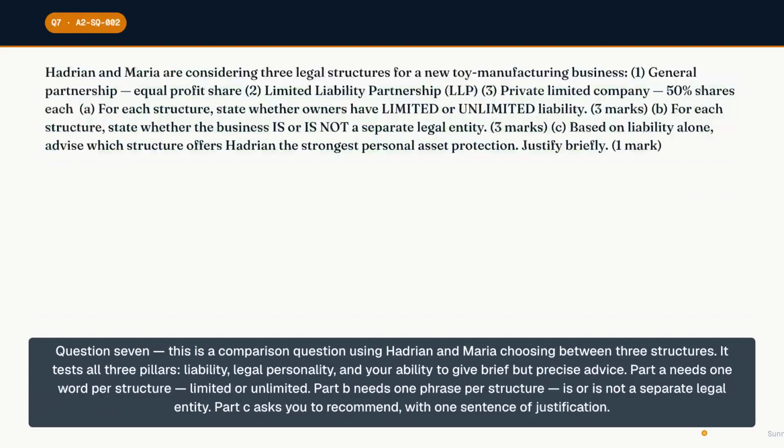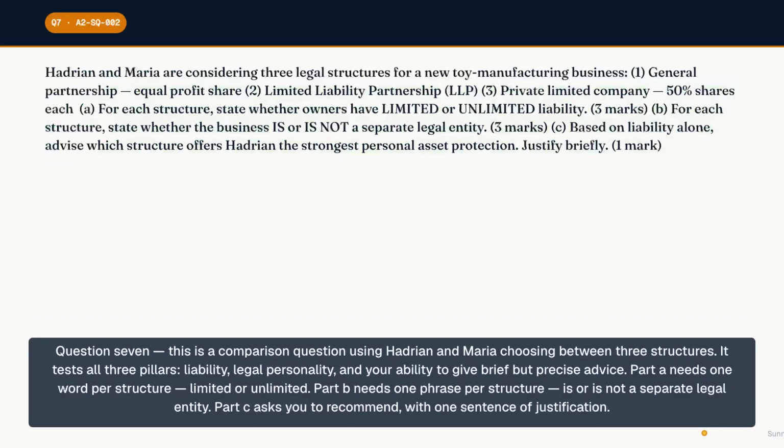Question 7. This is a comparison question using Hadrian and Maria choosing between three structures. It tests all three pillars: liability, legal personality, and your ability to give brief but precise advice. Part A needs one word per structure, limited or unlimited. Part B needs one phrase per structure, is or is not a separate legal entity. Part C asks you to recommend, with one sentence of justification.